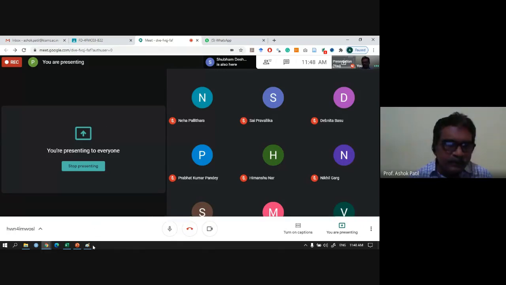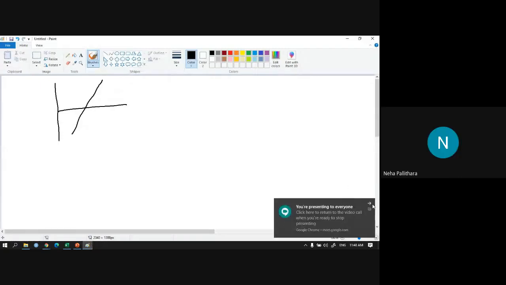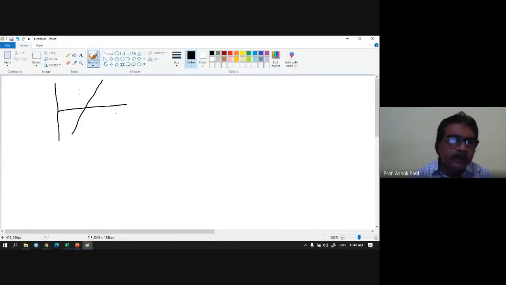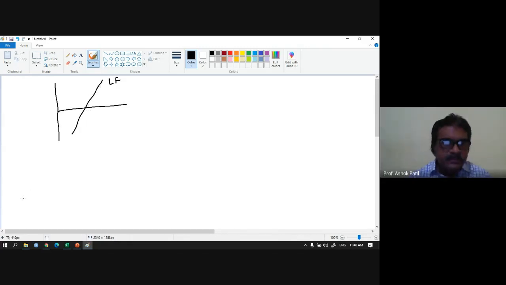So the thing which I'm asking is, what does this line represent? Long forward, long future. What else can this line represent? Long position in the spot market. Yes, exactly. Even when we are holding the share, it will look like this.